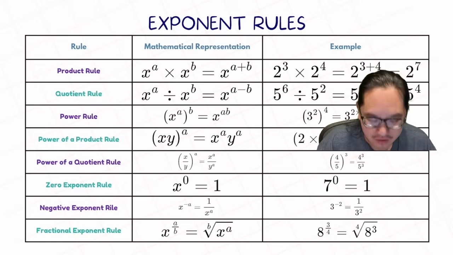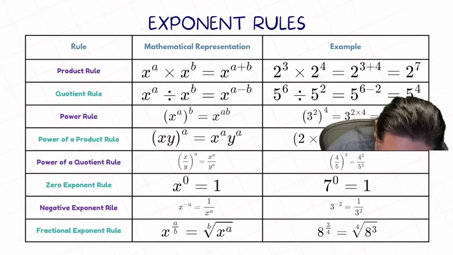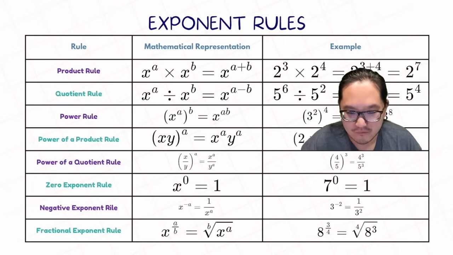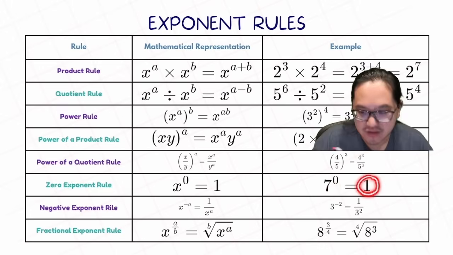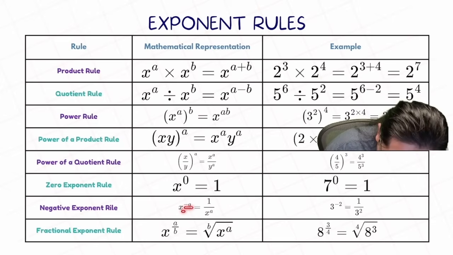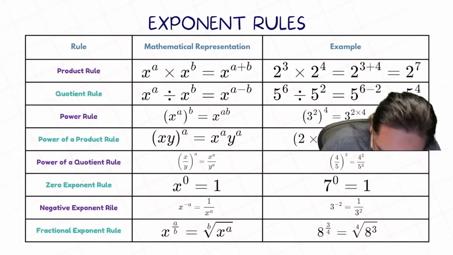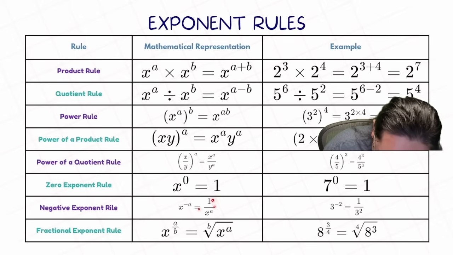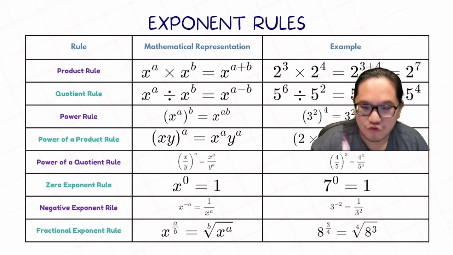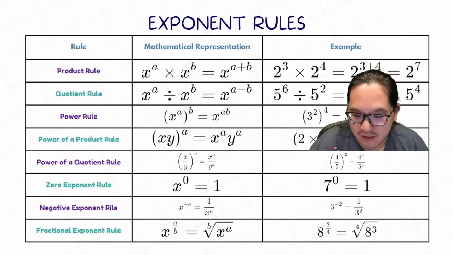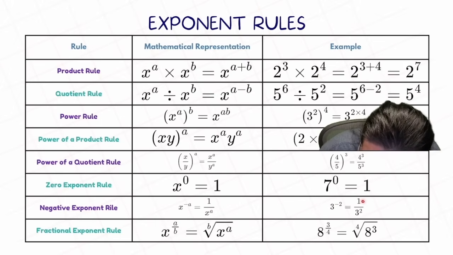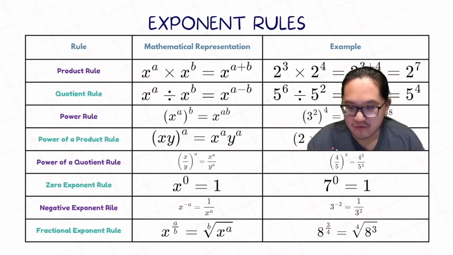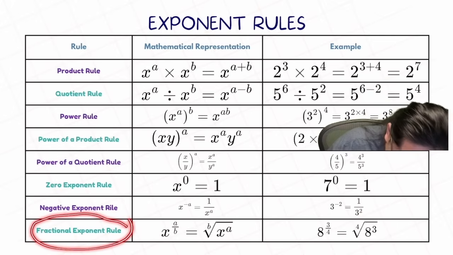Now we have the last three. Zero exponent rule. What that means is x to the power of 0 is always equal to 1. Always equal to 1. So if we have 7 to the power of 0, it's just equal to 1. Next one, x to the power of negative a. What that means is it's equal to 1 over x to the power of a. We just drop it down and make those numbers divided into 1. So for example, 3 to the power of negative 2 is just equal to 1 over 3 to the power of 2. The last one, we have the fraction exponent rule.